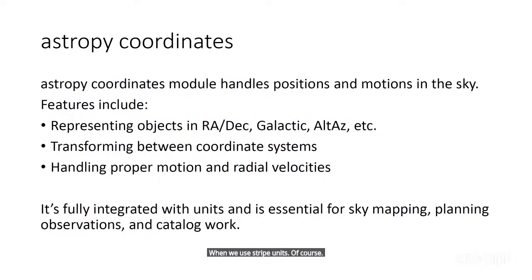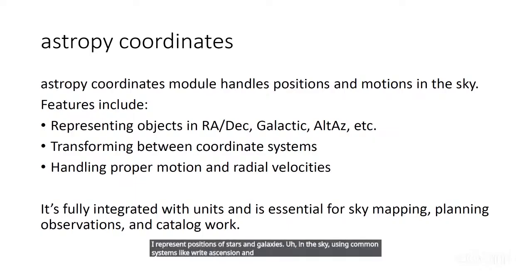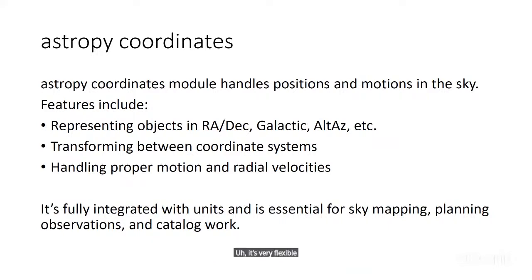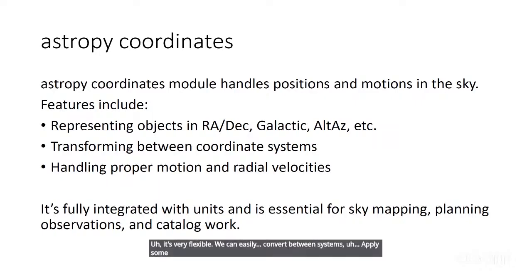Of course, astronomy without coordinates is not astronomy. Once we understand units, we move to the coordinates subpackage. This part lets us represent positions of stars and galaxies in the sky using common systems like right ascension and declination, galactic coordinates, and so on. It's very flexible. We can easily convert between systems, apply some motions, proper motions.